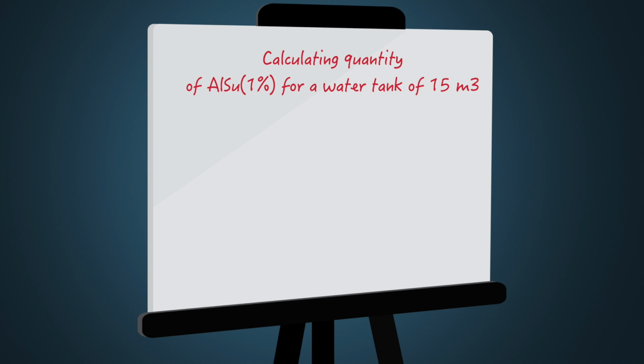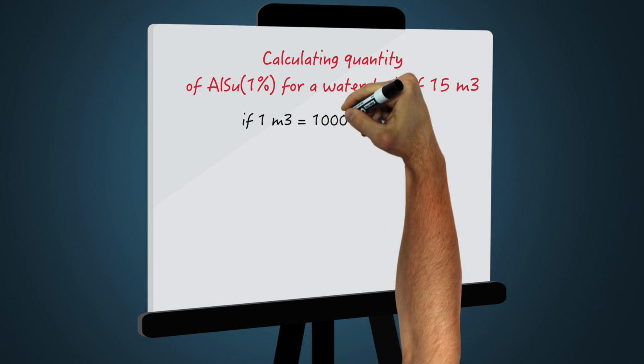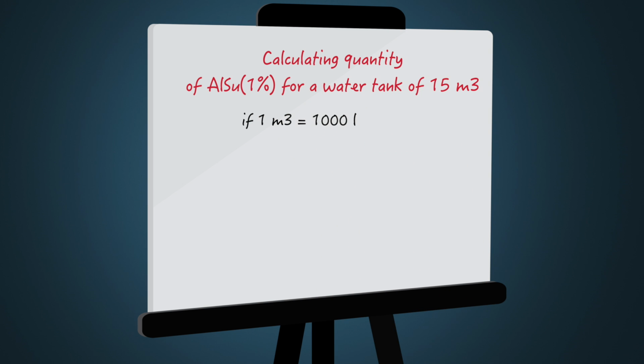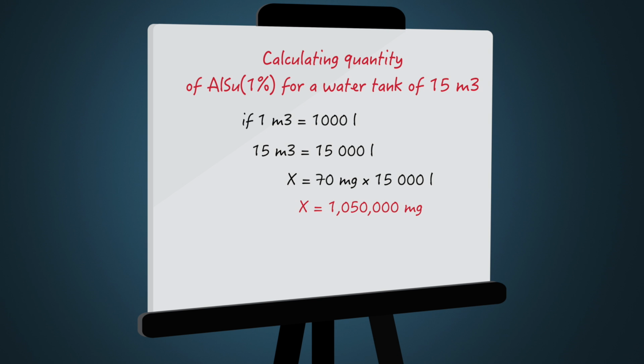Now we need to convert our 15 cubic metres into litres. If 1 cubic metre is equal to 1,000 litres, then we can work out that 15 cubic metres is equal to 15,000 litres. Then, if for 1 litre of water we need 70 milligrams of 100% aluminium sulfate powder, how much would we need for 15,000 litres? By simple multiplication, we can work out that we would need 1,050,000 milligrams, which is the equivalent to 1,050 grams or 1.05 kilograms of 100% aluminium sulfate powder.